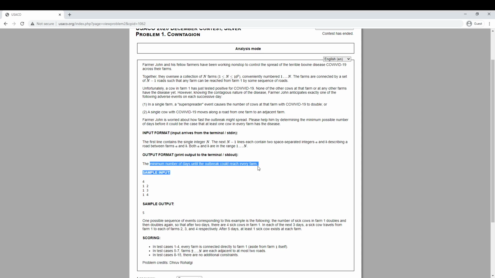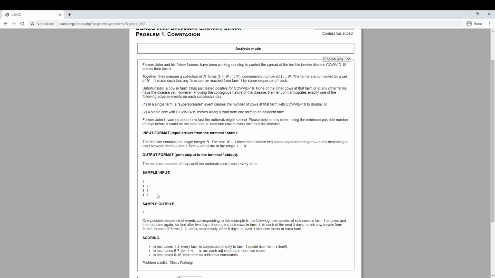Right, so the question is, how long does it take to spread the disease to every farm? So we could spend the first 2 days doubling the number of cows to 4 in farm 1, and then the next 3 days distributing those cows to the farms 2, 3, and 4. I see. And we have to leave a cow in farm 1.